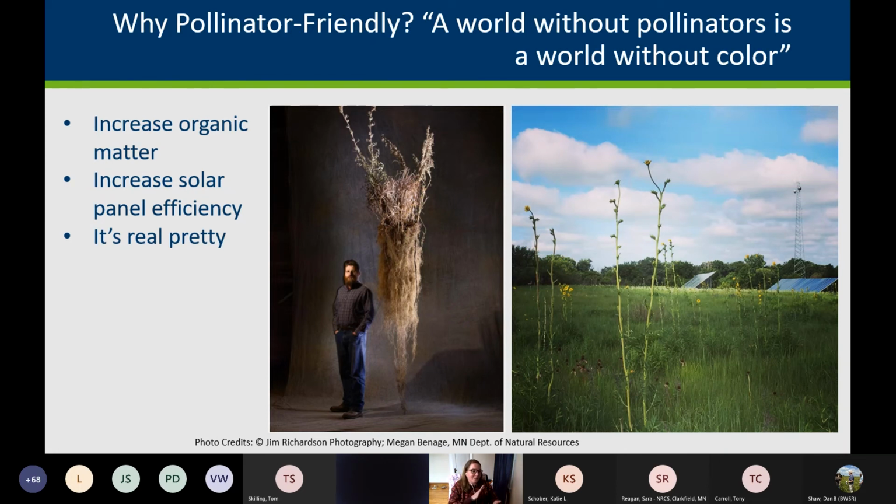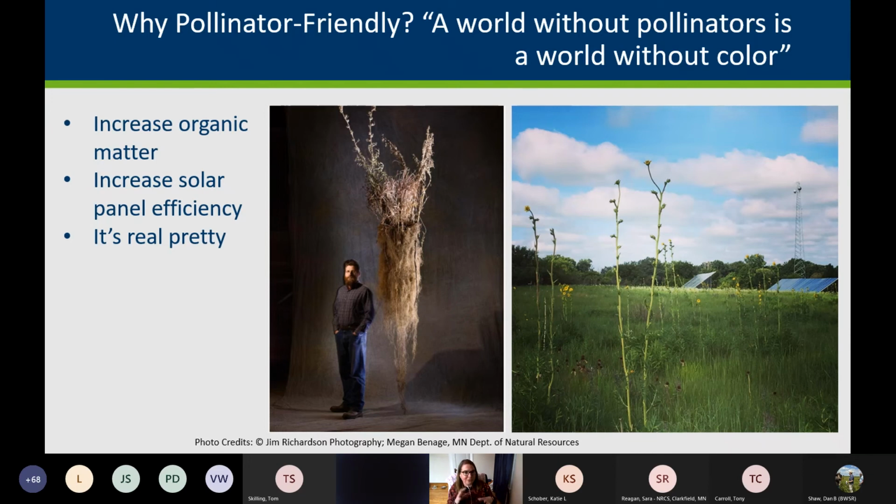Because most of these solar sites are going up in predominantly agriculture, previously prairie parts of Minnesota, one of the things that planting into these native plantings does is it really boosts your organic matter and increases your soil health.